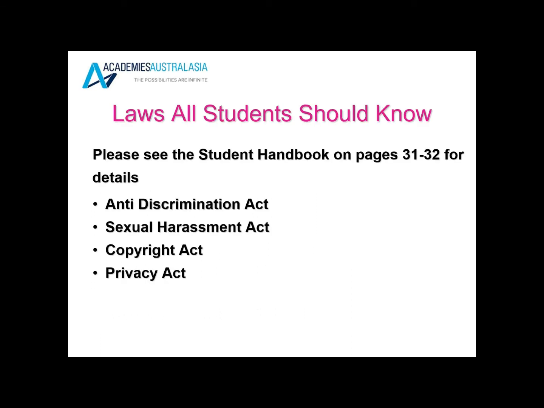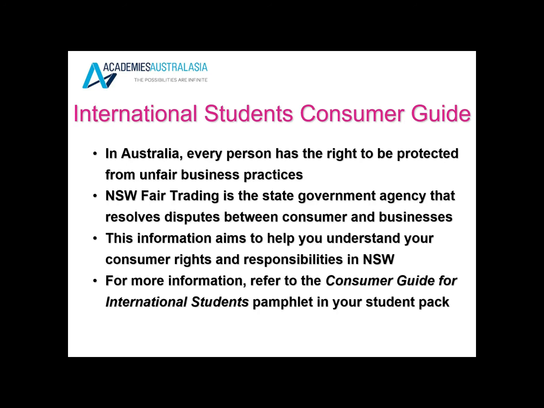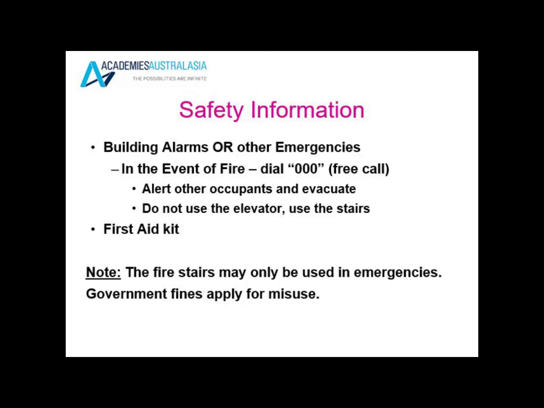There are also some laws that students should know. These are the Anti-Discrimination Act, Sexual Harassment Act, Copyright Act and Privacy Act. There is more information in the Student Handbook on pages 31 to 32, and also more information in the International Students Consumer Guide. This is to help you and give you some more support in Australia while you're studying. You can also refer to your Student Handbook for more information.